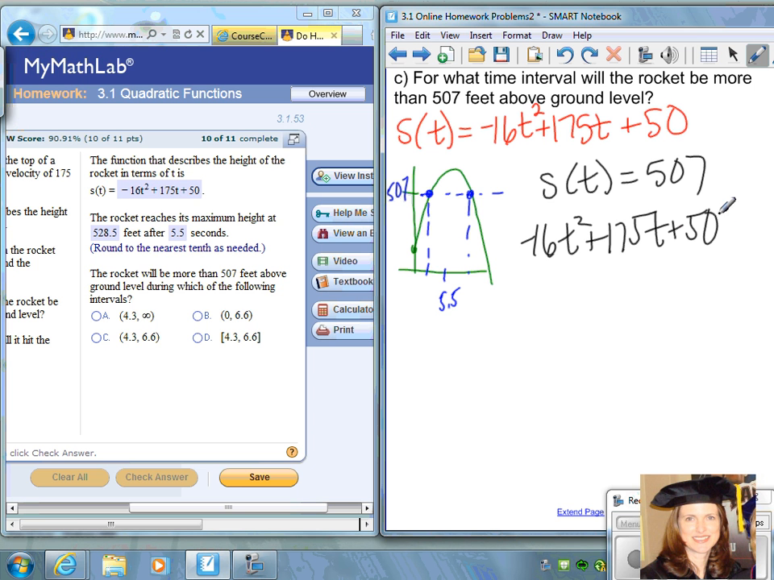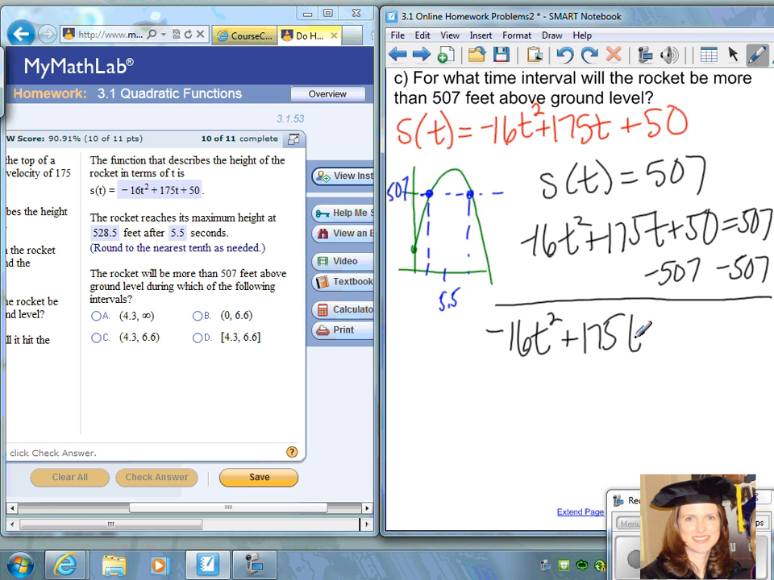50 equals 507. Now what you can do is use a quadratic formula to solve this, but you do need to get one side equal to 0. So if I subtract 507 from both sides, I get negative 16t squared plus 175t plus 50 minus 507. So that's going to be minus 457 equals 0.